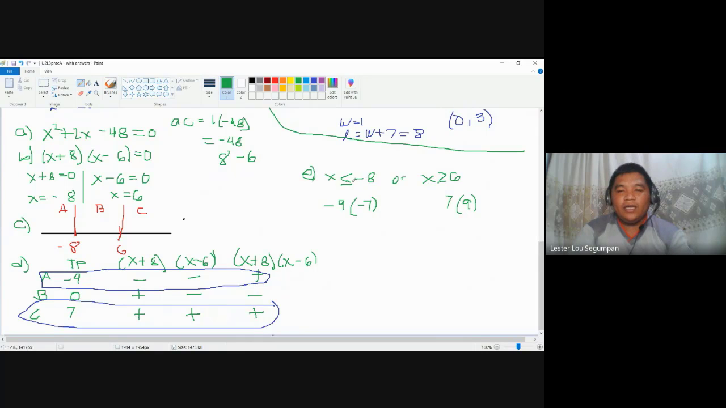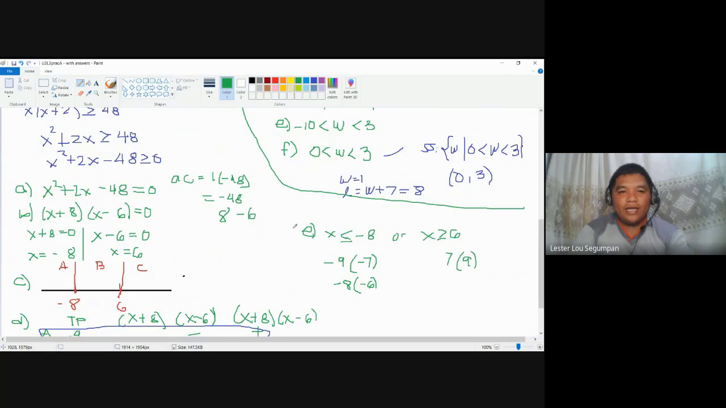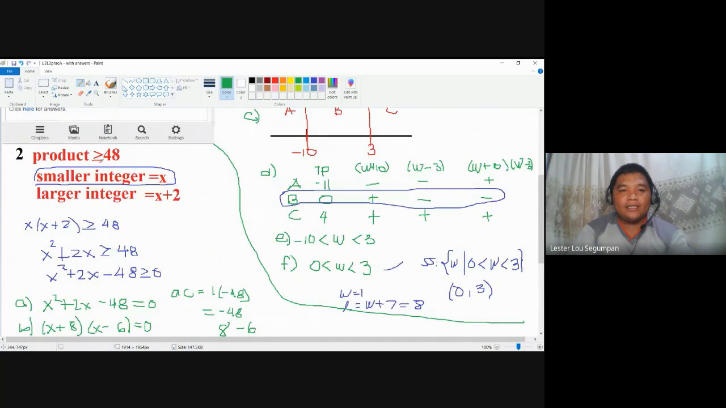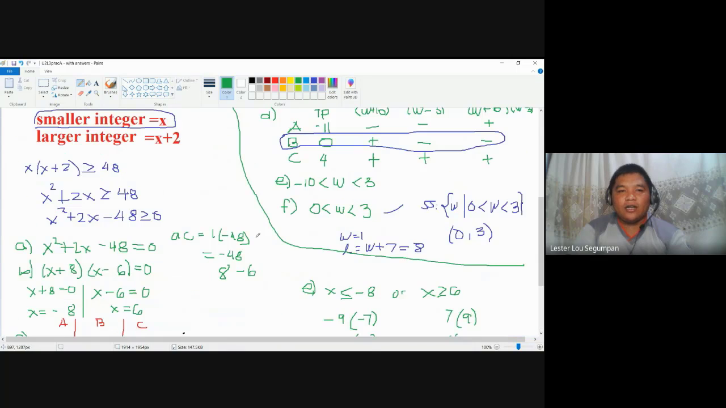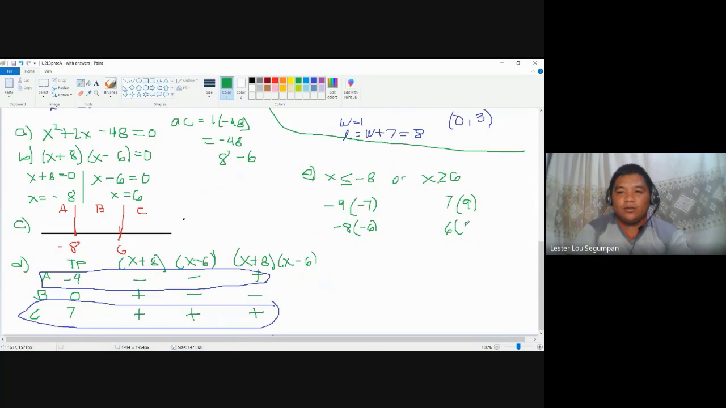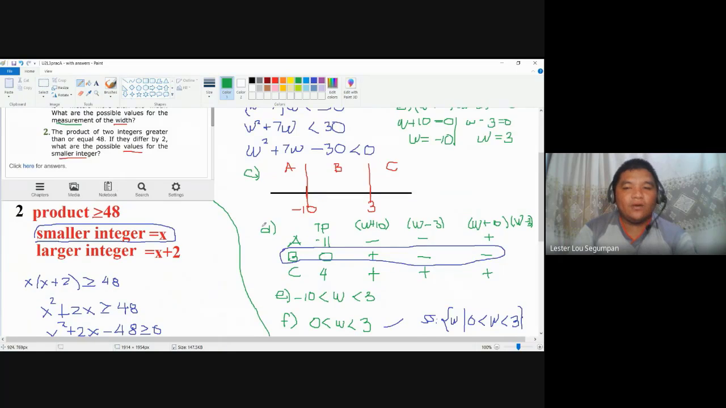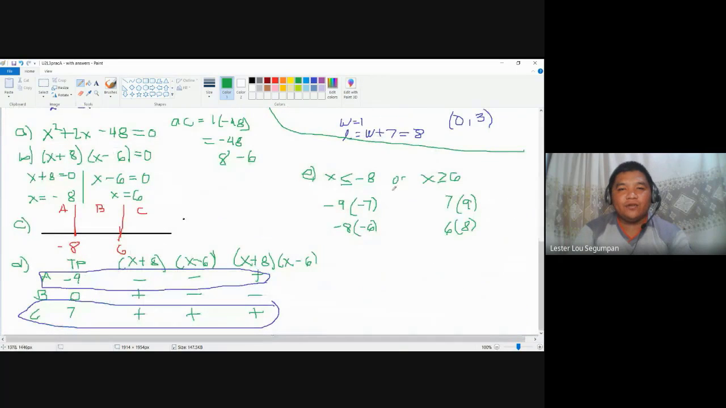Even if you include the values of -8 and 6: for -8, if this is the smaller, the larger should be -6. So it's positive 48. It may not be greater than 48, but it's equal to 48, which still satisfies the equation. Here, you may use 6. If it's the smaller, the larger is x plus 2, 6 plus 2, you have 8. So still 48, not greater than 48, but equal. So these are now the values for your x.